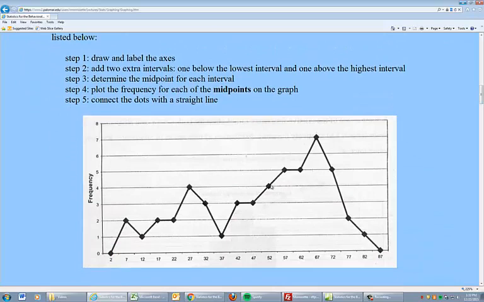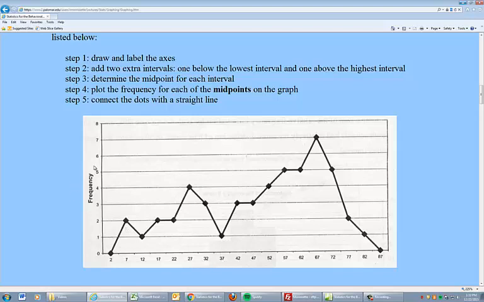The other difference about polygons is what's on the x-axis. Since these graphs are pointy, it might be easy to remember that we use the midpoints as the point. Notice it's not on the upper and lower real limits, it's in the midpoints. That's where we're plotting our data. So midpoints are used on the x-axis.